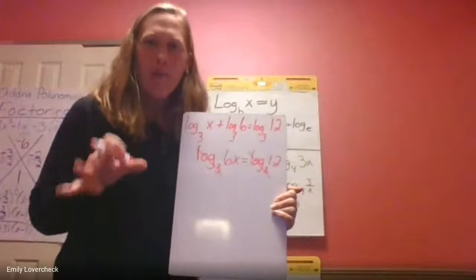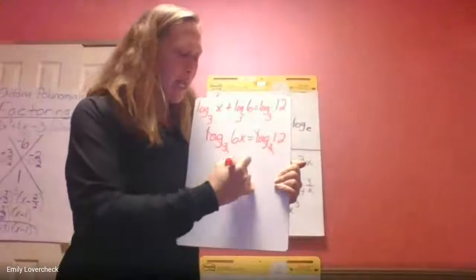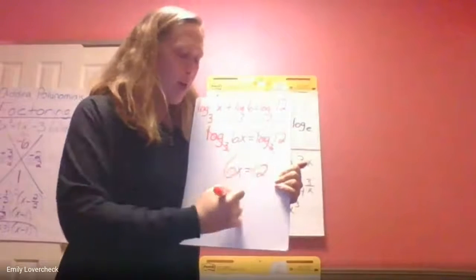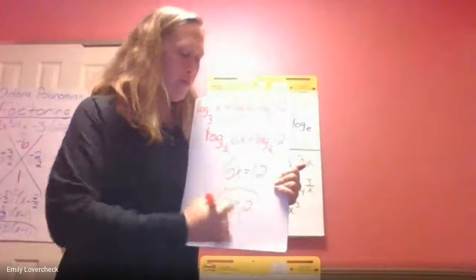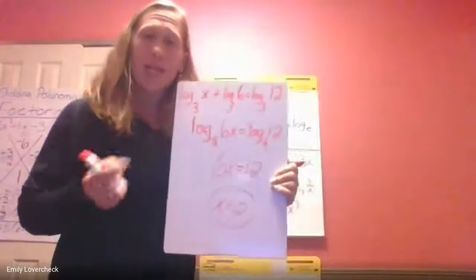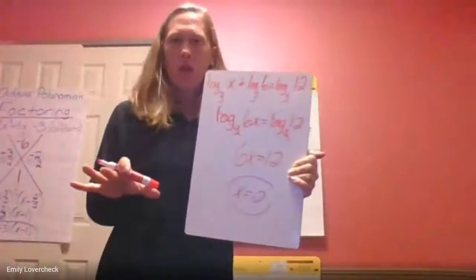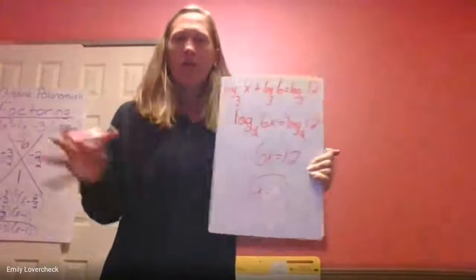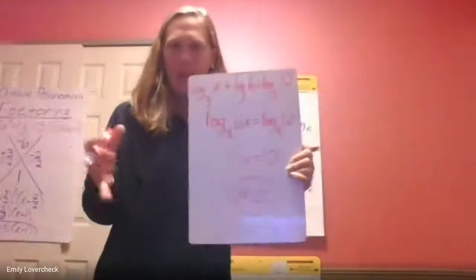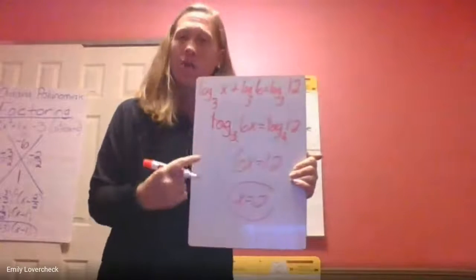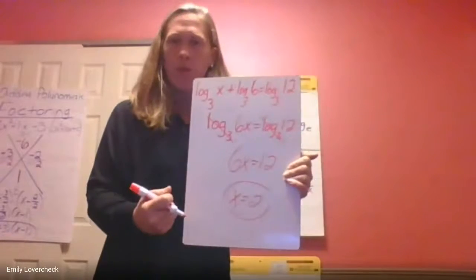So what I'm left with is a basic linear problem. So I end up with 6x equals 12, and so x equals 2. And when I plug that in, it does work, okay? So even though you might see multiple logs on a problem, don't freak out, condense, condense, condense, until you have one log on either side, and then solve the problem, okay?